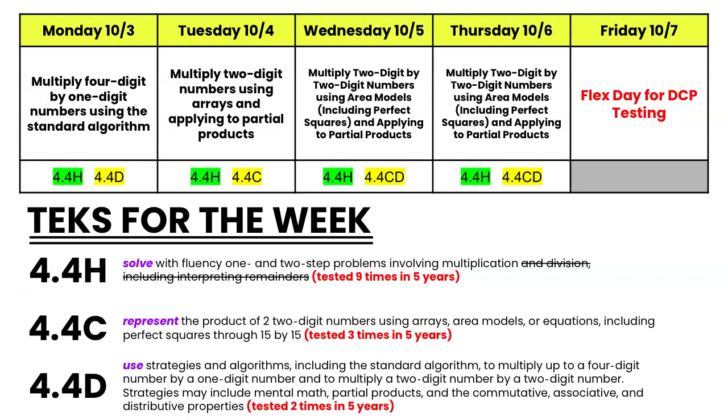4H we've been working on for quite a while. That's just a reminder that the multiplication that we're doing usually needs to be in the context of a real world 1 or 2-step problem. 4C is going to have students representing the product of two 2-digit numbers using a variety of methods, including perfect squares through 15 by 15. And 4D is going to have students solving real-world problems using strategies and algorithms to multiply either a 4-digit by a 1-digit number or a 2-digit by a 2-digit number.